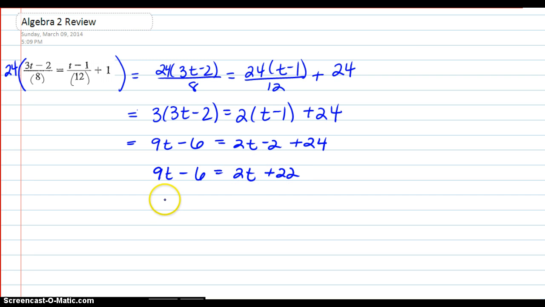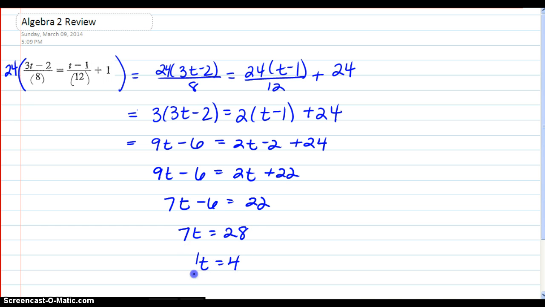I'm going to subtract 2t from both sides. So I have 7t minus 6 equals 22. I'm going to add 6 to both sides. So 7t equals 28, and I get t equals 4.